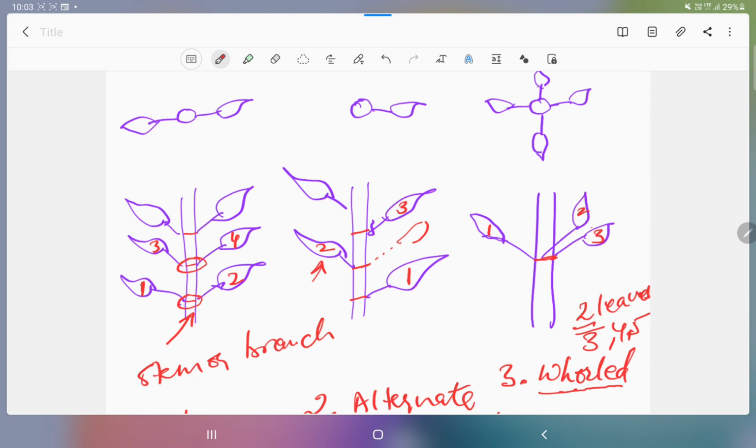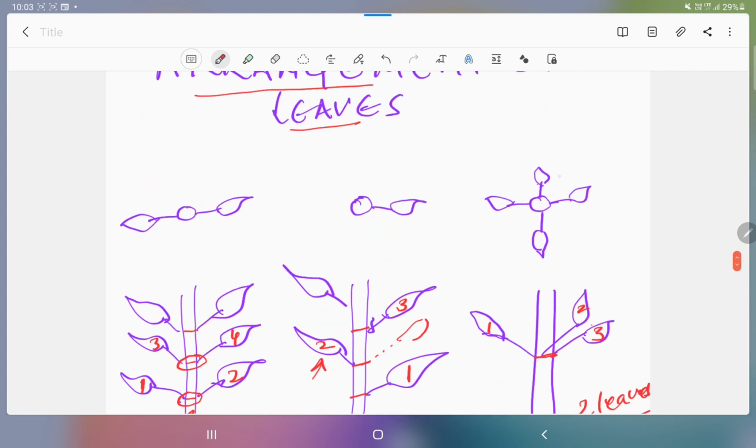Now let us better understand it. Now let us look at the whorled arrangement here. What I have done is I have taken a top view of a stem. So this is the stem in the center, and if you look at the center of the stem, from the same node I have got 1, 2, 3 and 4 leaves coming out from one node.